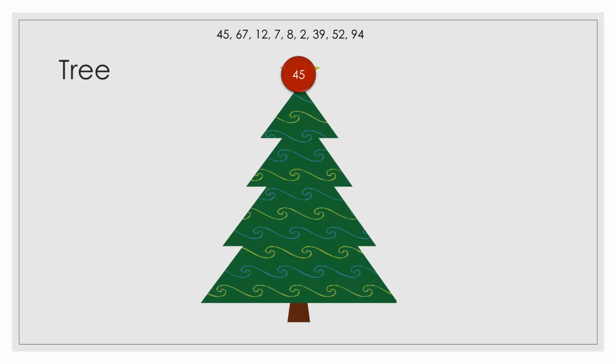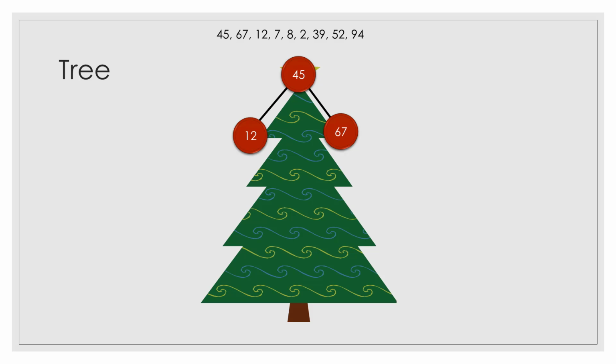The data is at the top of the slide. 45 is the first data value read, and so that goes into the tree first. Now the next data value that comes, 67, uses the ordering principle, less than left, greater than right. It's greater than 45, so we attach it to the tree in that way. The next value is a 12. It's less than 45, the root, and so it goes in to the left.